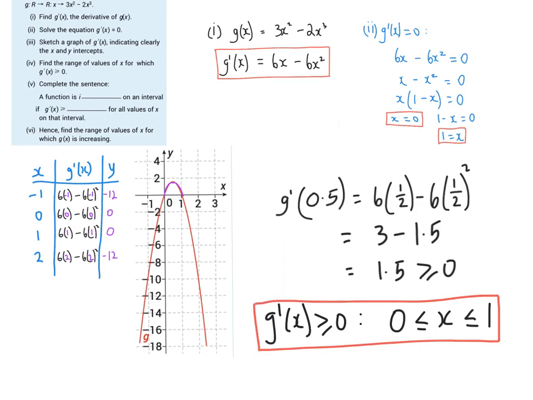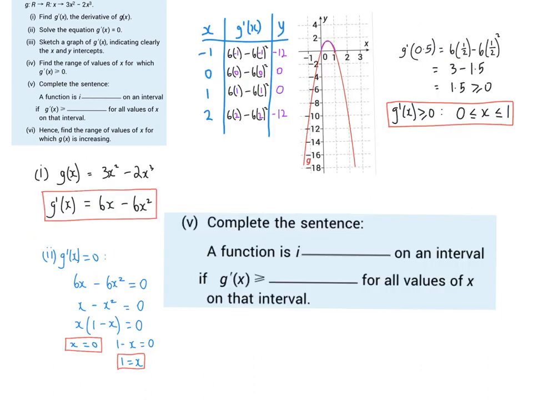Now we're asked to complete the sentence. A function is increasing on an interval if g prime of x is greater than or equal to 0 for all values of x on that interval. So that's exactly what we have here. They ask us for the range of values for which g of x is increasing, and that's what we worked out there.